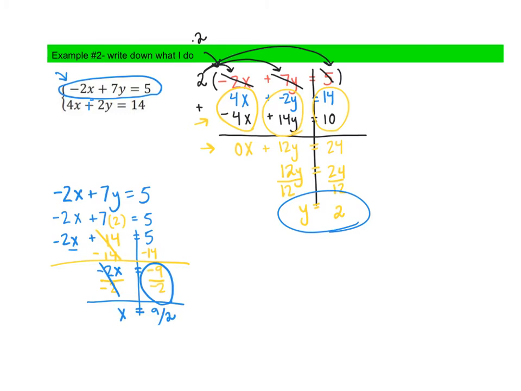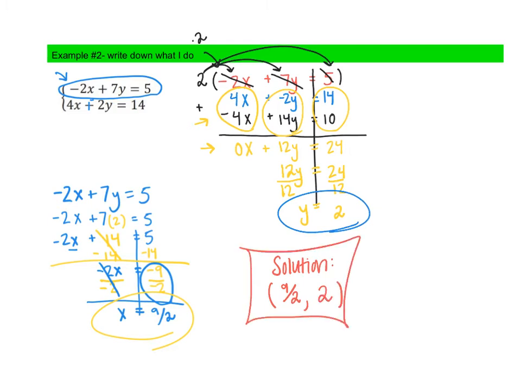So I have my x and I have my y, and I can write my solution as an ordered pair. Nine over 2 for my x, 2 for my y. And I solved through elimination. Again, we can check our work by just taking these two variables, x and y, and plugging them into either of these equations and seeing, does it balance out? Make sure you have this down before we move on to example number 3.